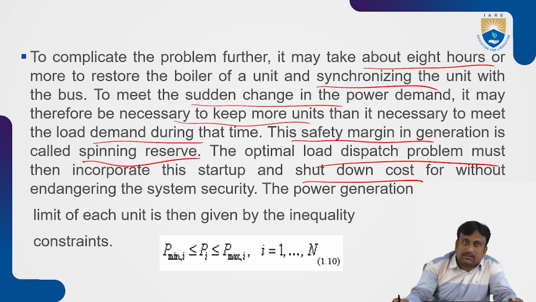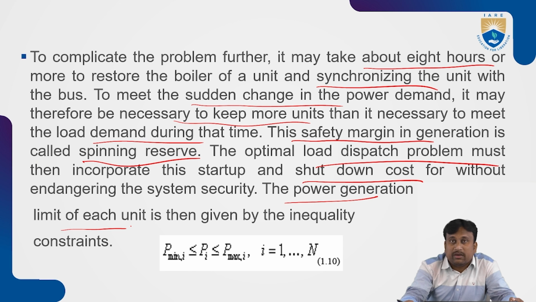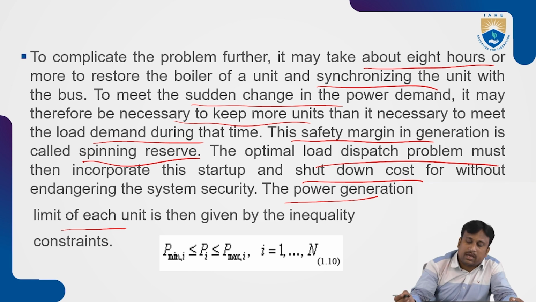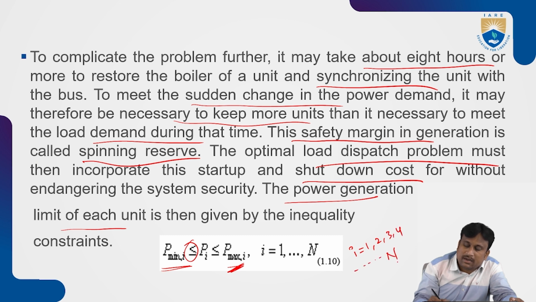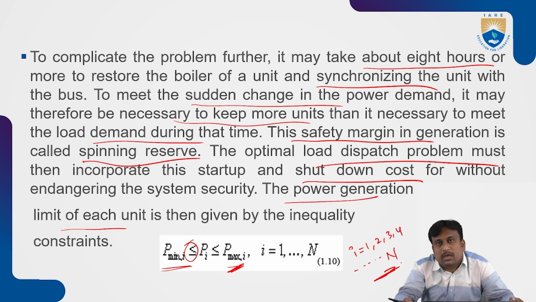So the optimal load dispatch problem must incorporate the startup and shutdown costs without endangering the system security constraints. The power generation limit of each unit is given by one of the inequality constraints. Here the inequality constraint is written as P minimum of i less than or equal to Pi less than or equal to P maximum of i, where i equals 1, 2, 3, 4, and so on up to n number of units.